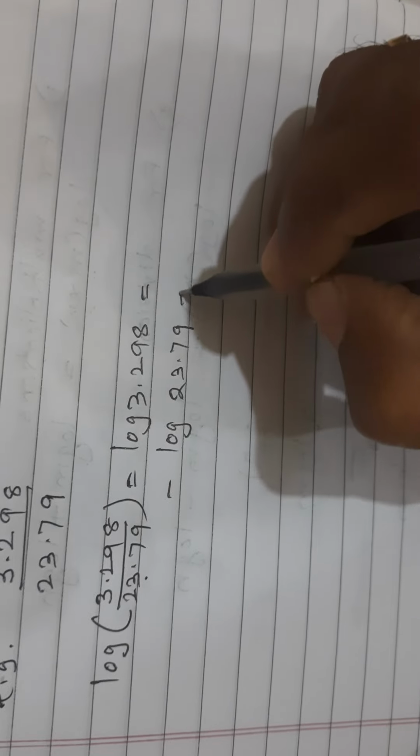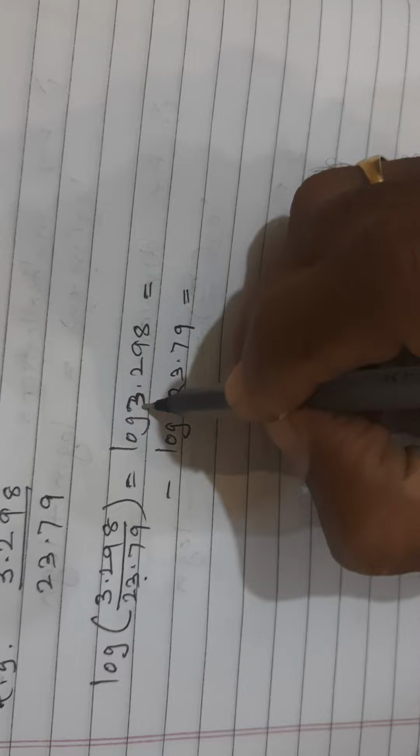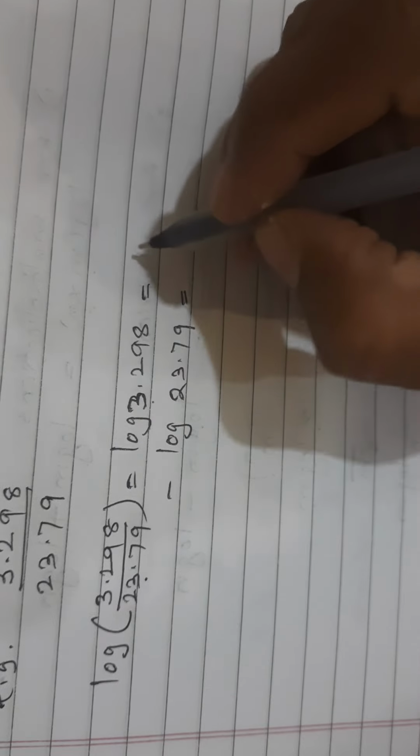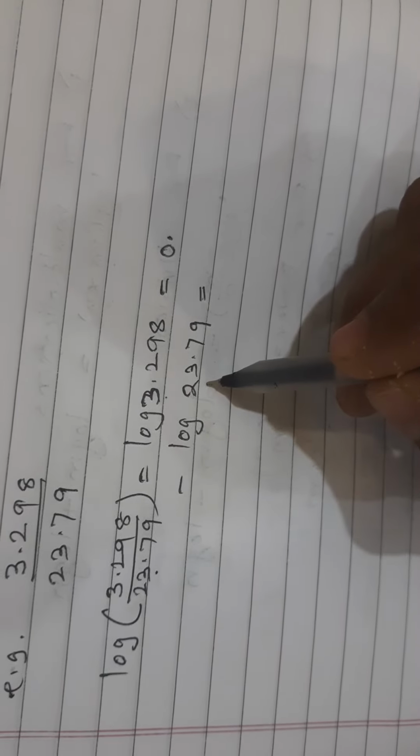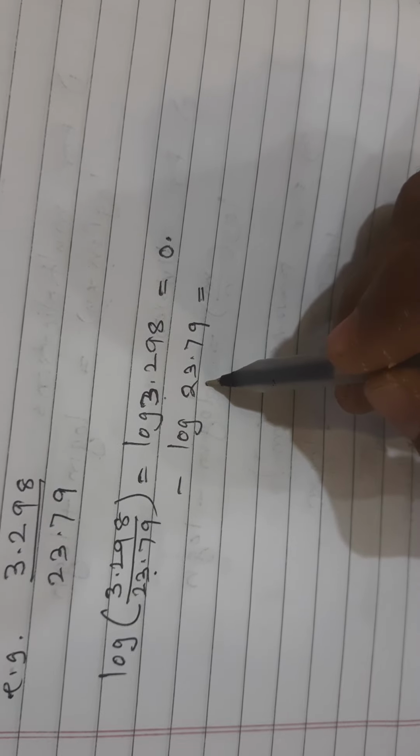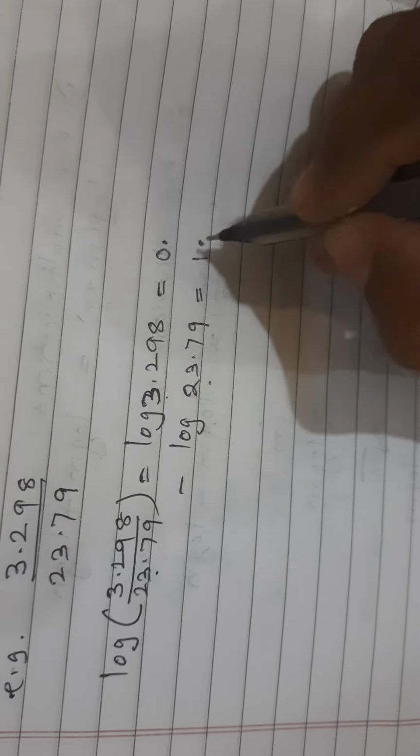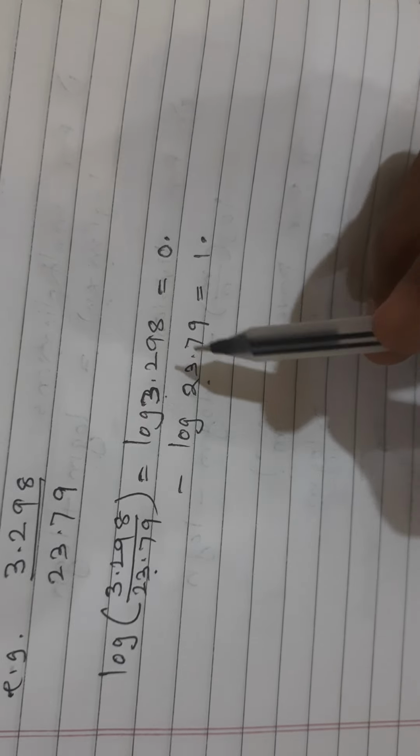Now first, find the characteristics of these numbers. Here the number of digits in the integral part is 1. Then 1 minus 1 is 0. Therefore the characteristic is 0. Now in this number there are 2 digits in the integral part. Therefore 2 minus 1 is 1. Therefore the characteristic is 1 for this number.